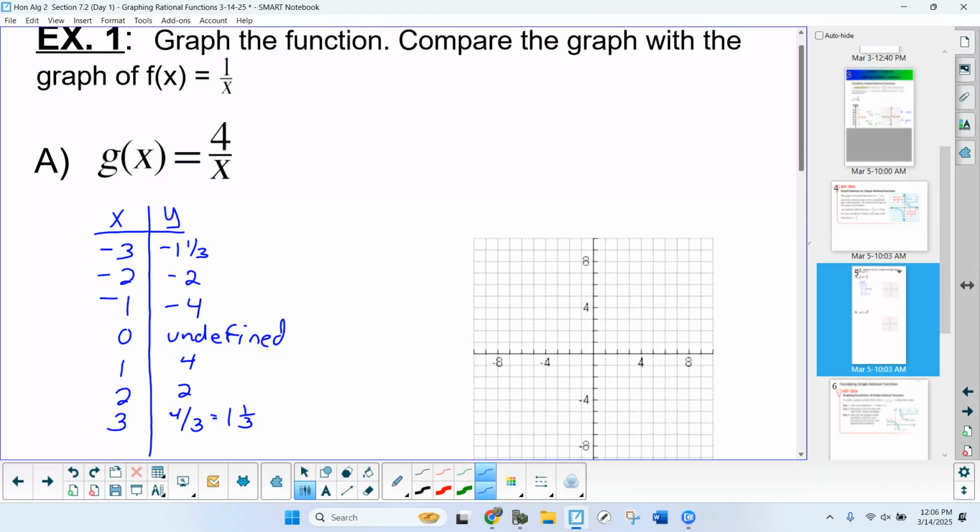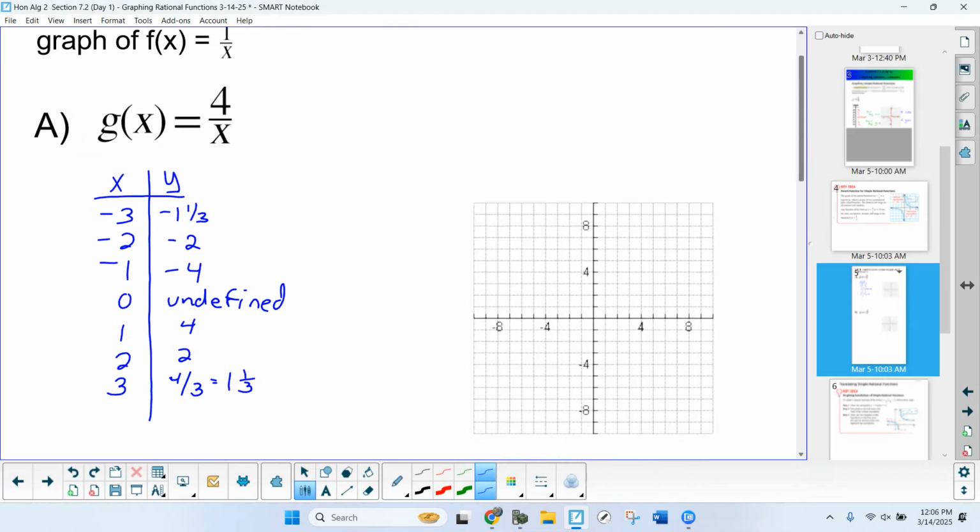All right, so now we're gonna go left 3. Left 3 down 1 and 1/3. Left 2 down 2. Left 1 down 4. Now guys, one of the biggest mistakes people make is they think the asymptote is here. Is the asymptote at negative 1? Did we shift this up or down? No. So if I were to put in negative 4, what would I get? Negative 1.